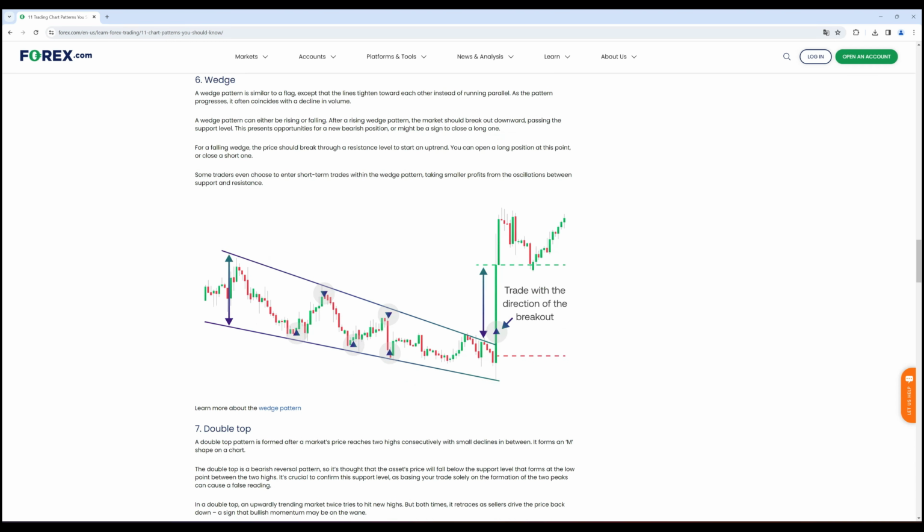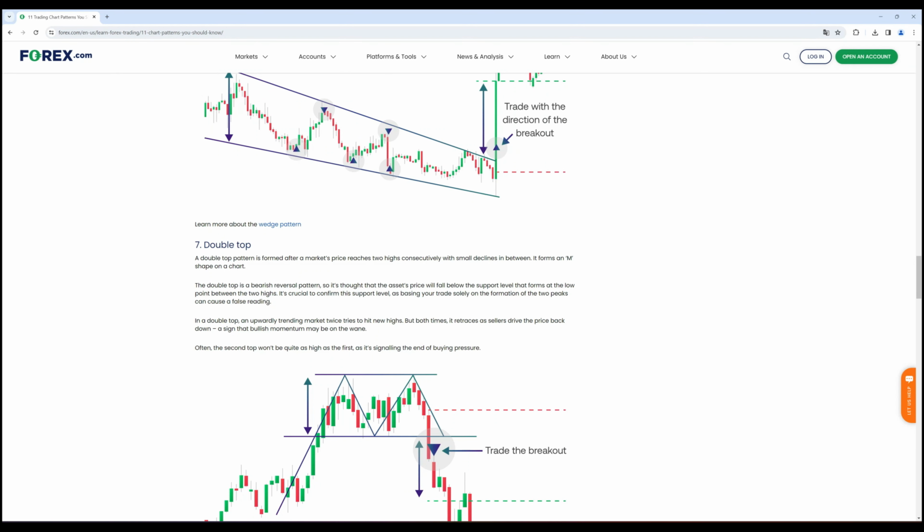Many traders that I've had many opportunities to learn from choose to enter short-term trades within the wedge patterns, taking smaller profits from the oscillations between support and resistance.